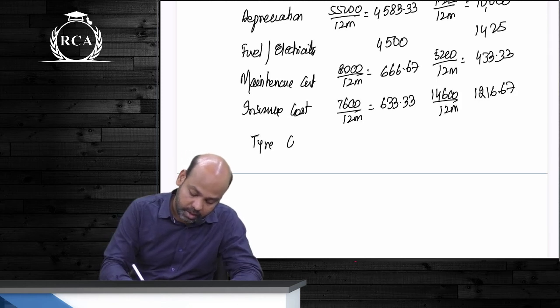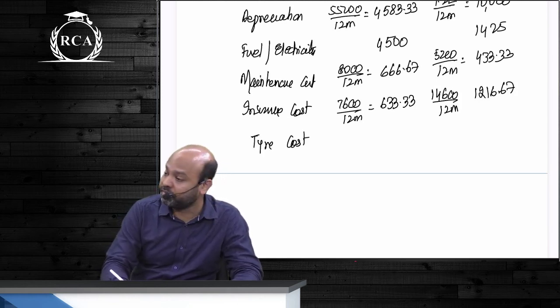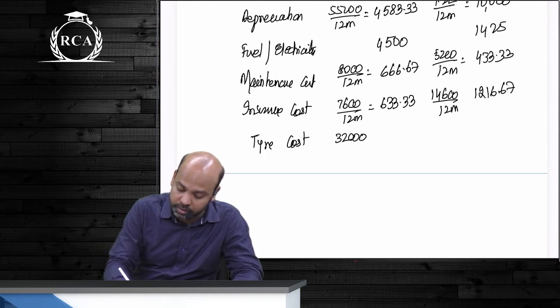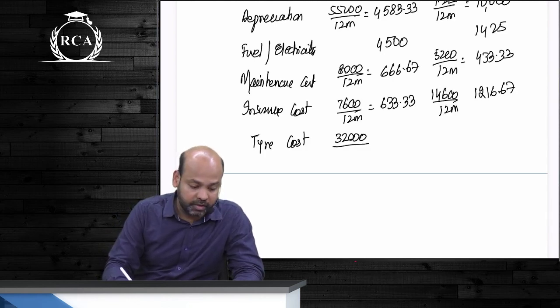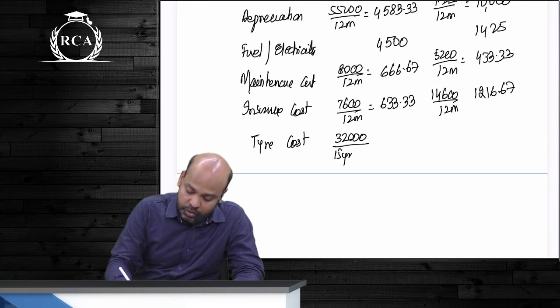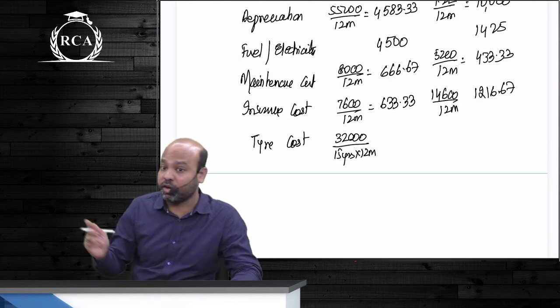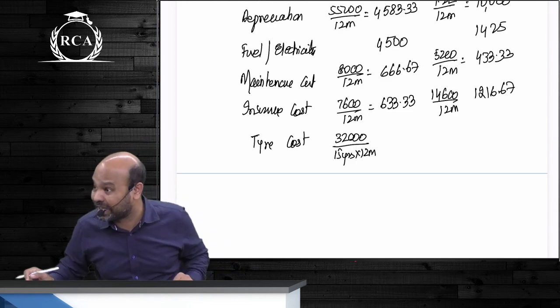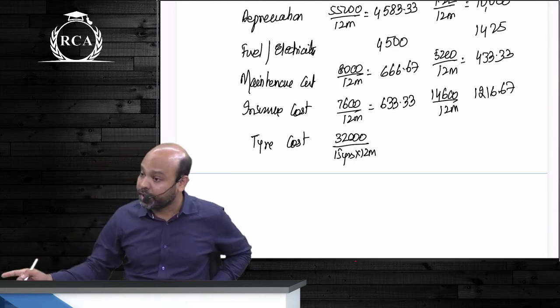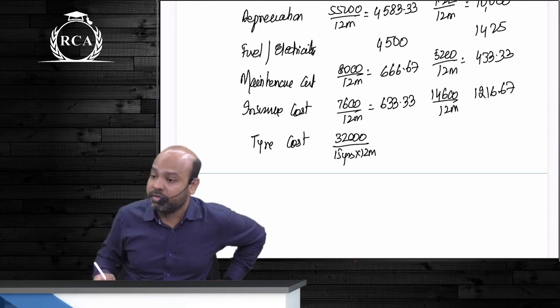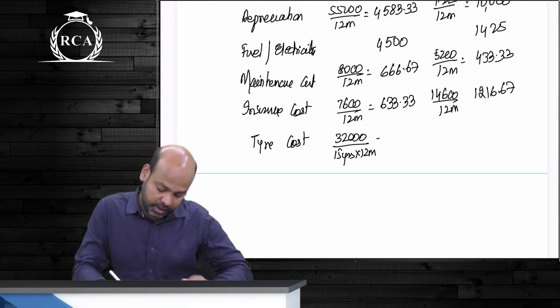Listen. Tire cost that you're incurring beta in the first case, are you not incurring 32,000? You will divide this beta by 15 years into 12 months. Because this is not per annum beta tire cost. This is for the entire life of the car. So 32,000 should be divided by 15 years into 12 months. How much is that?